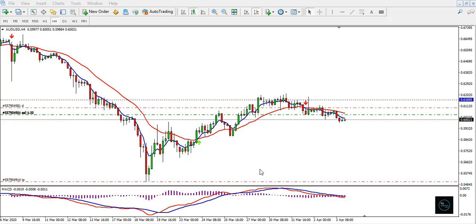Today I'm going to show you a trade I'm currently in on the Australian dollar USD currency pair. It's a short trade, or a sell trade, and I'm hoping to make this a swing or position trade. So let me walk you through my thought process and how I got into this trade.